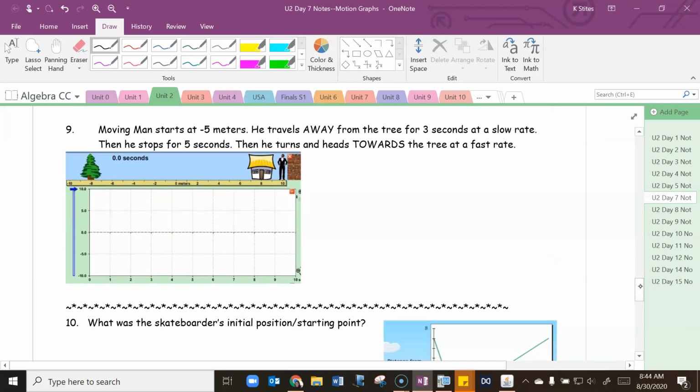All right, let's try another one. Moving man starts at -5 meters. He travels away from the tree for 3 seconds at a slow rate. Then he stops for 5 seconds. Then he turns and heads towards the tree at a fast rate.